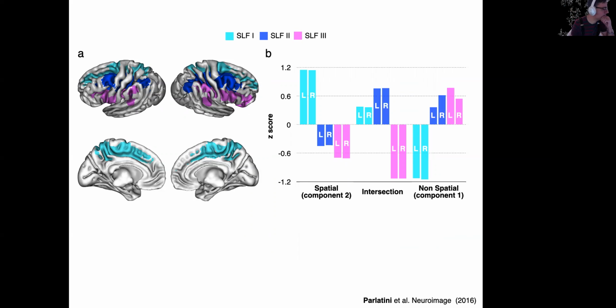You can see that the spatial component loads a lot onto the SLF I, and the non-spatial component loads more onto the SLF III, and the SLF II, and the intersection is really dominant for the SLF II. So it looks like if you're manipulating something spatial, it's happening in the SLF I, non-spatial in the SLF III, and SLF II will allow you to integrate those two domains at a very high level.